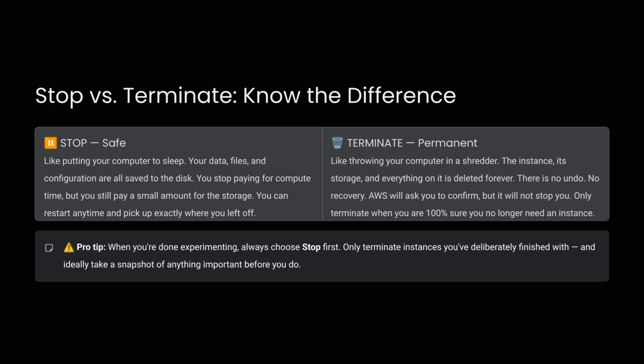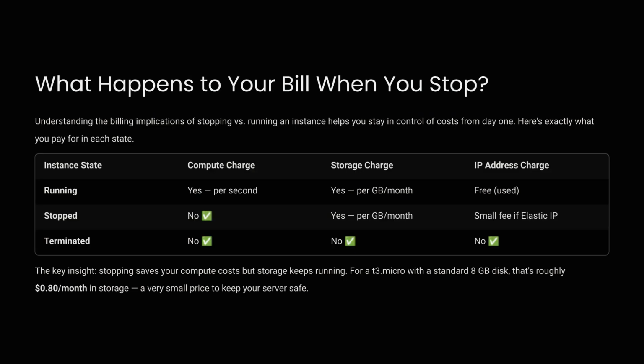Chapter 5 addresses the critical difference between stopping and terminating an EC2 instance, the most common expensive mistake beginners make. Stopping an instance is safe, like putting your computer to sleep. Your data is saved, and you stop paying for compute time. Terminating is permanent. It deletes the instance and all its storage forever. Always choose stop unless you are certain you are finished.